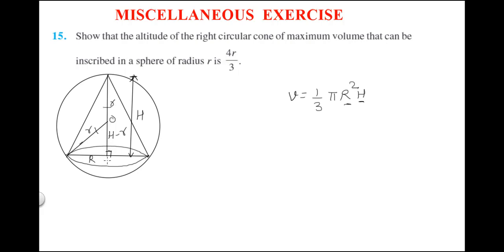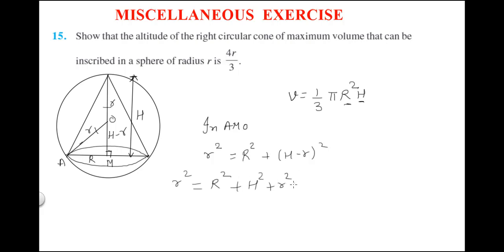So this portion, if I name it as OM, this will be H minus R. Just to see, if I apply in the triangle AMO, we can write using the Pythagoras theorem that small r square is equal to capital R square plus H minus R whole square. So what we get is r square equals R square plus H square plus small r square minus 2HR. Right? R square and R square getting cancelled.